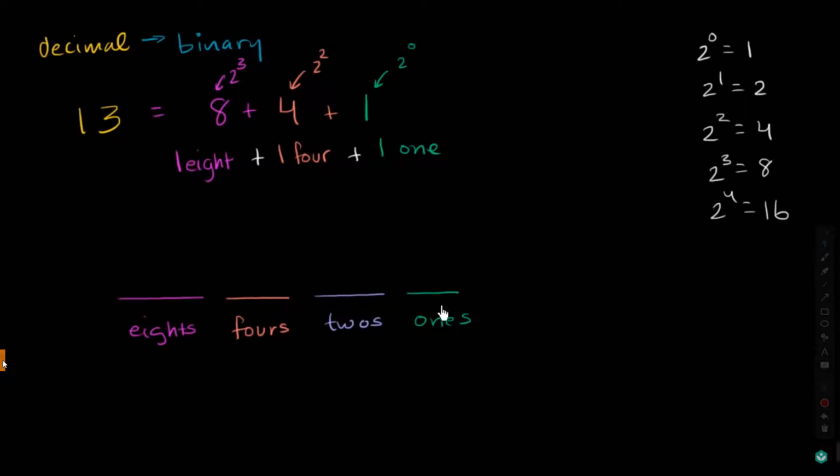So let's go through it. How many 1s do I have? Well, I have 1 one. So I write that there. How many 2s do I have? Well, in this representation, I don't have any 2s. The way I've written it, I have an 8, I have a 4, and a 1. So I'm going to put 0 2s. How many 4s do I have? Well, I have 1 four. And how many 8s do I have? Well, I have 1 eight. So 13, written in decimal, if I were to write it in binary, is 1101.